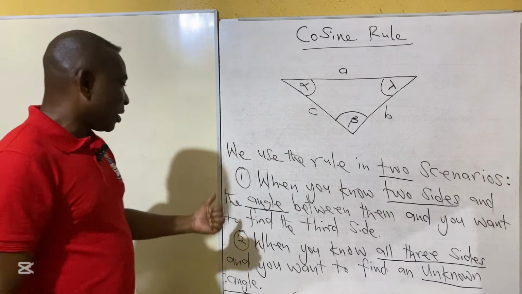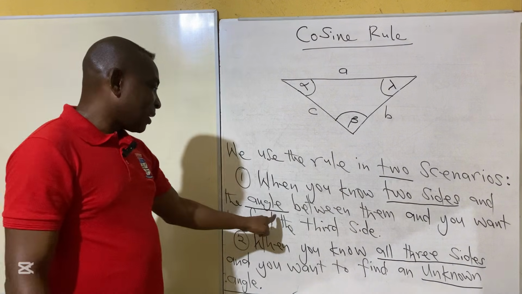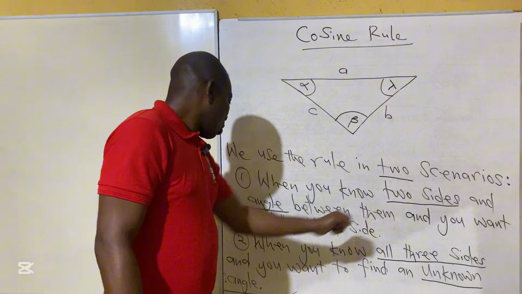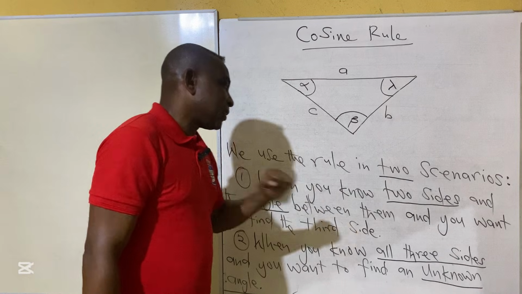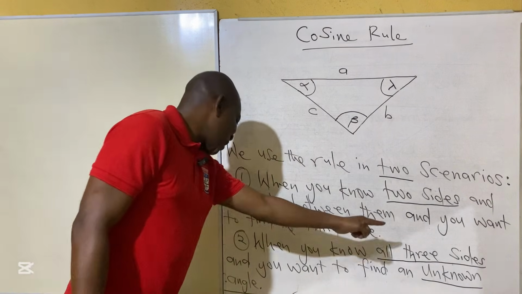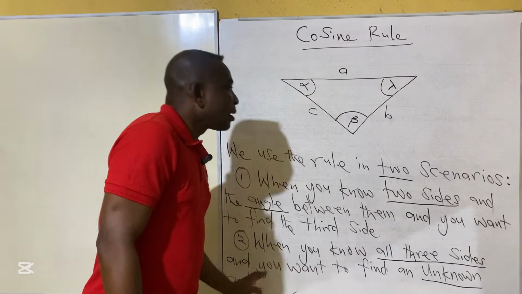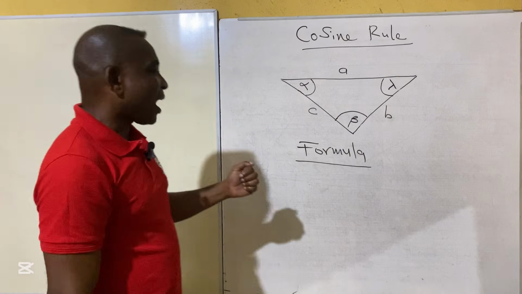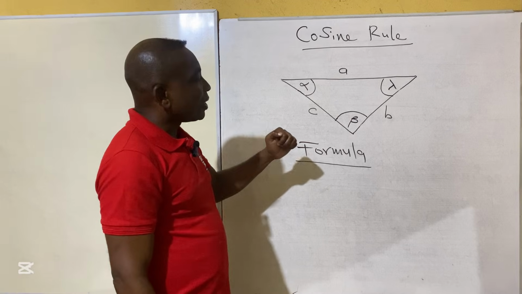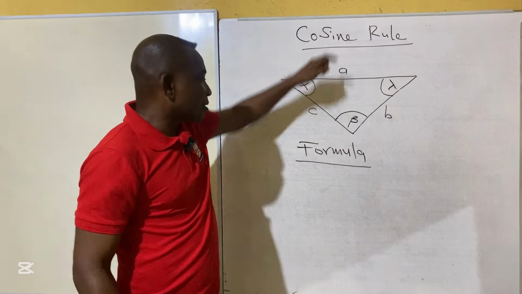The first scenario is when we know two sides and the angle between them, and you want to find the third side. The second scenario is when you know all three sides and you want to find an unknown angle. Okay, so these are the formulas to determine the sides of a triangle using the cosine rule.